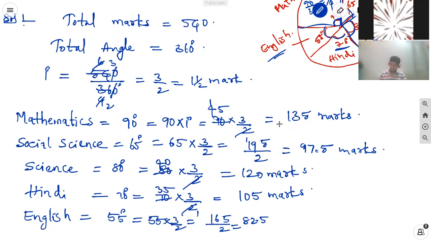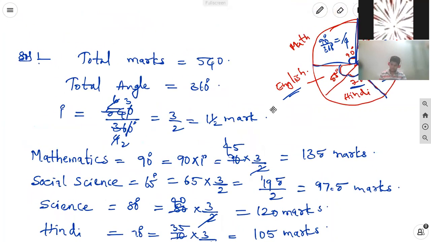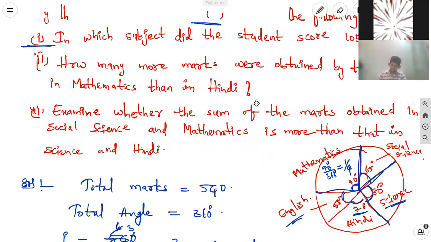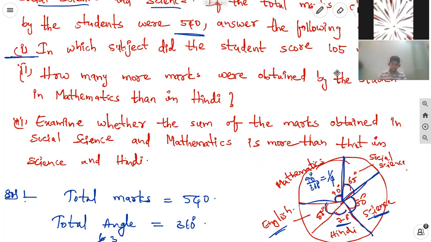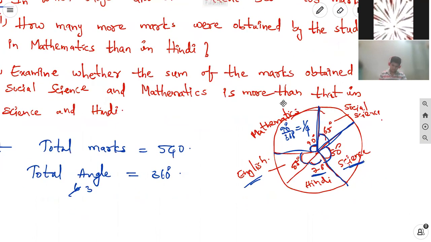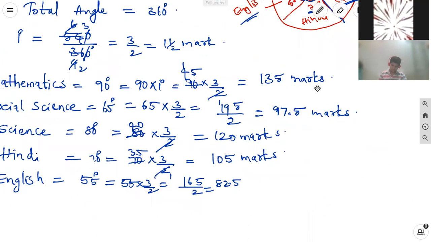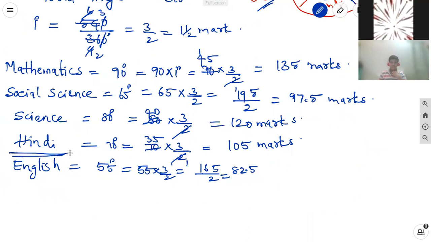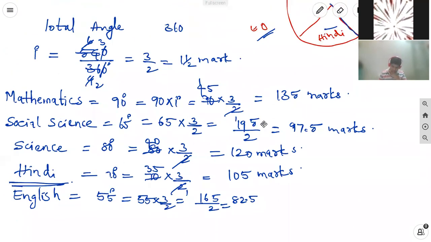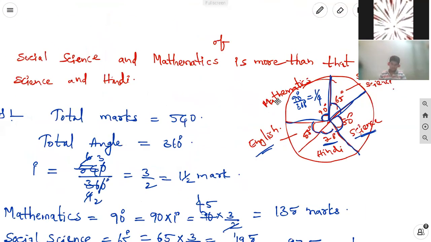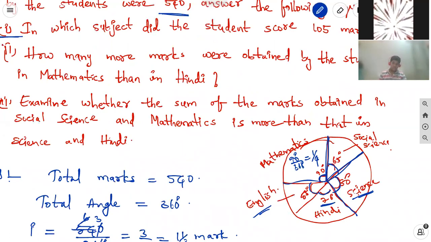Total marks clear. What they are asking in the question here: in which subject did the student score 105 marks? 105 marks in which subject? Hindi subject. So the answer for the first question is Hindi subject.